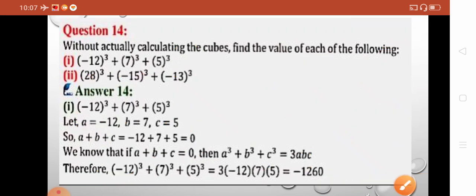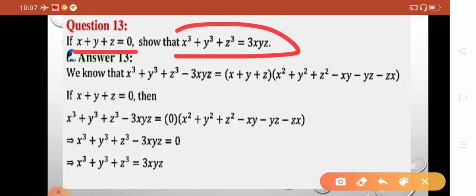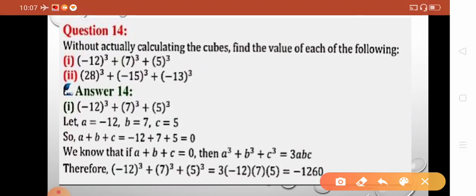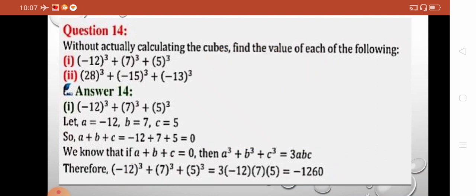So from the last question we have concluded that whenever x plus y plus z is equal to 0, you have x cube plus y cube plus z cube is equal to 3xyz. So simply you will find the value from this formula. Use the formula in the given question. Whenever you have x plus y plus z is equal to 0, you can directly write x cube plus y cube plus z cube is equal to 3xyz. That means you can directly write this one. You can directly multiply all these and then multiply it by 3.